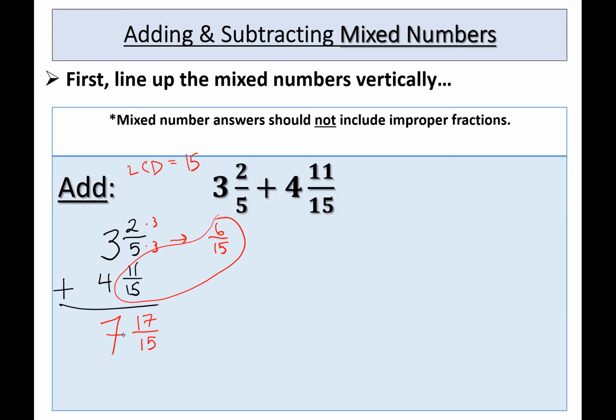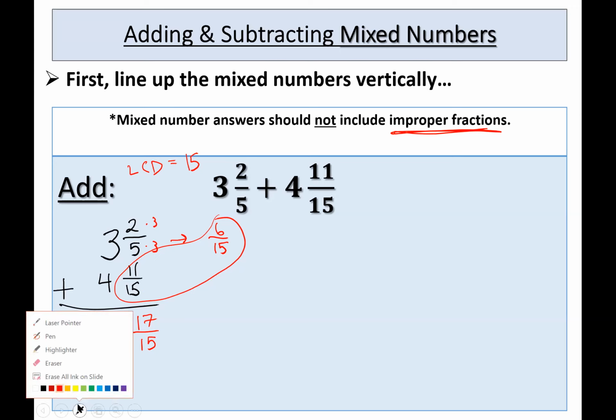Okay, so let's just pause here for a moment. We did 3 2/5. We changed that to 3 6/15. We added that with 4 11/15, and we're getting 7 17/15. This is actually not the final answer, because 17/15, that's technically improper, and we don't want to have an improper fraction within a mixed number. So here's what we need to do. There's technically kind of a whole number 1 almost hidden in that fraction.